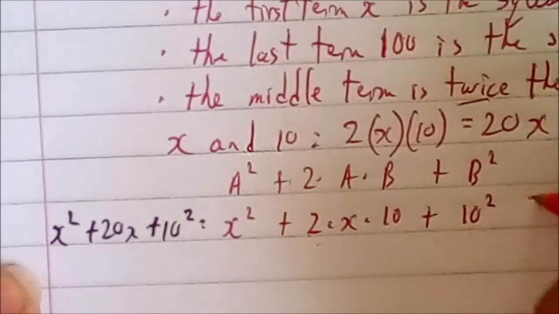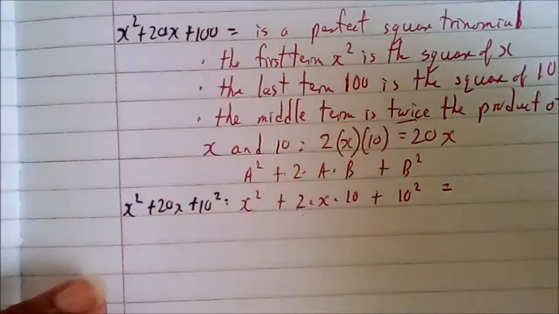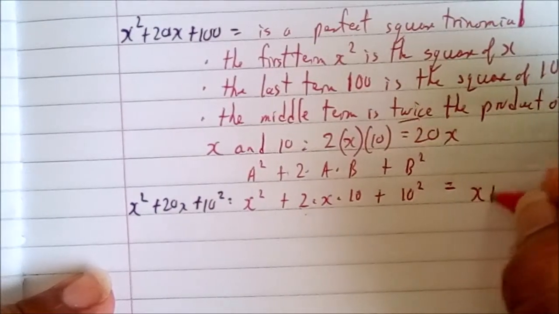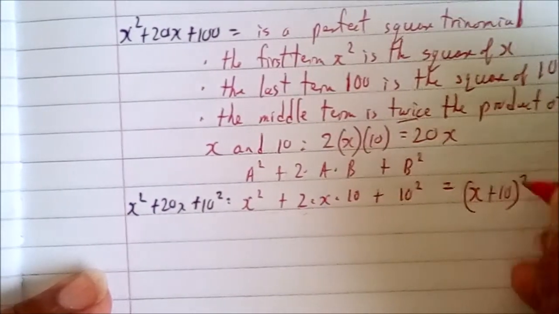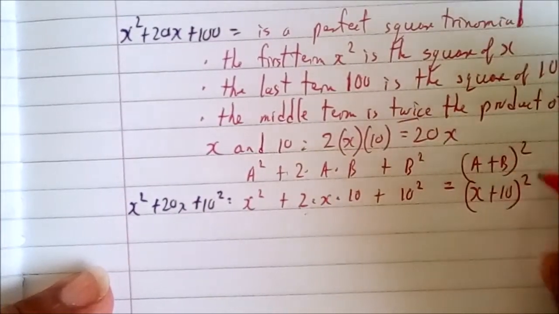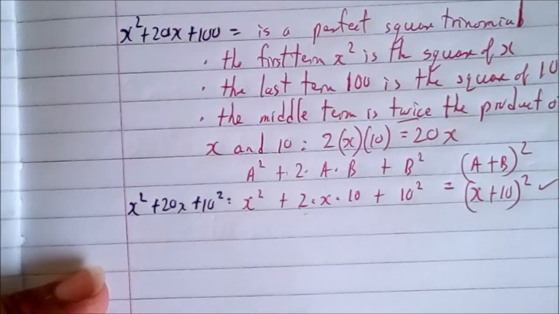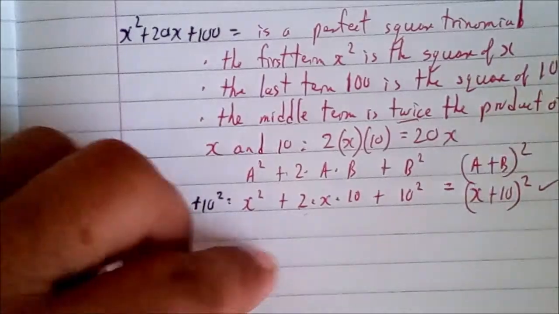Therefore, now we have (x + 10) squared, which is (a + b) squared. So it is a perfect square trinomial. Okay, so that's how we get that one there. All right, let's go with the next one.